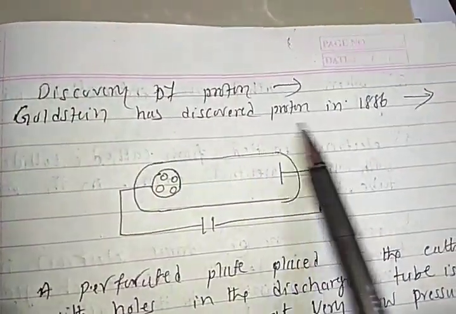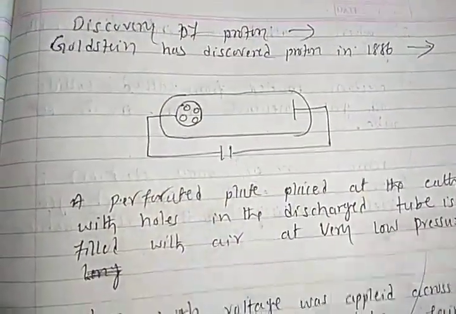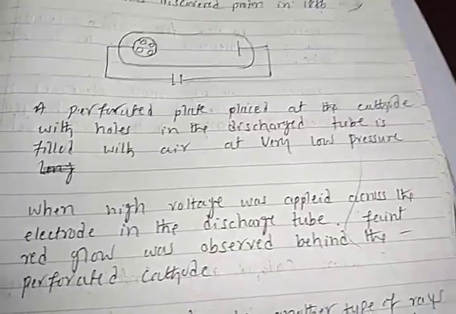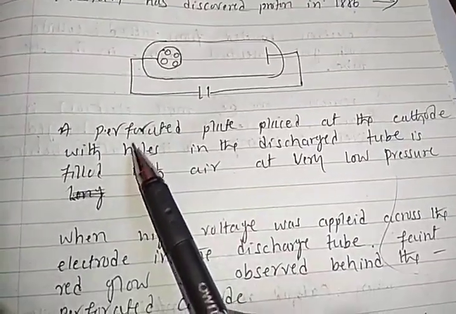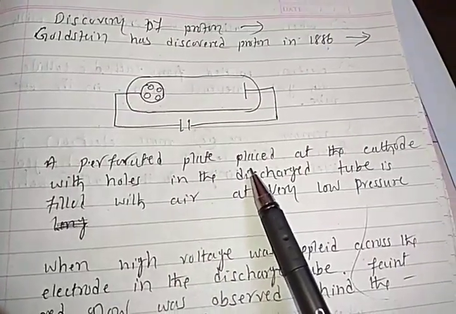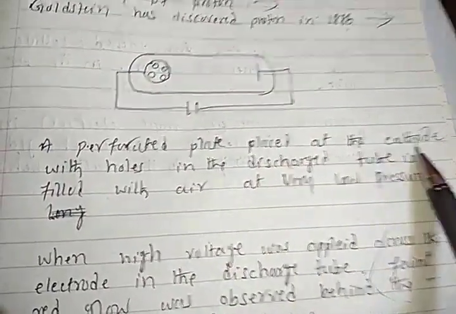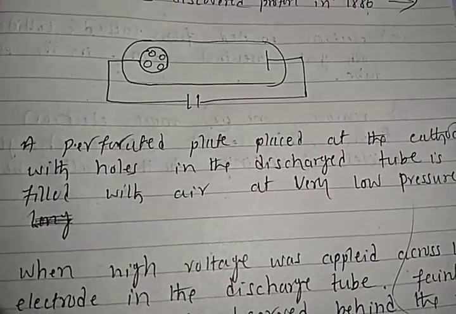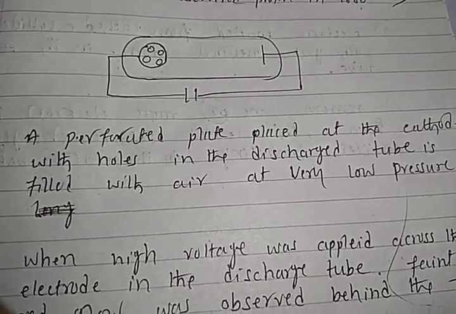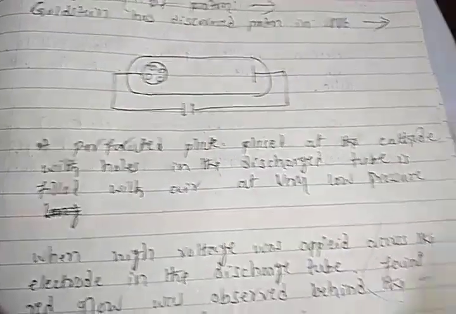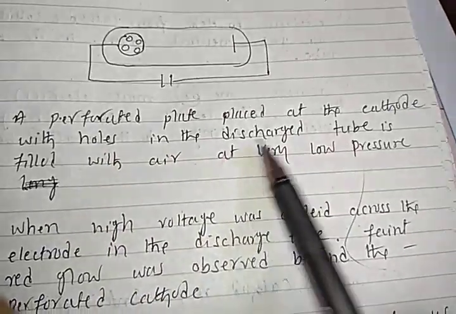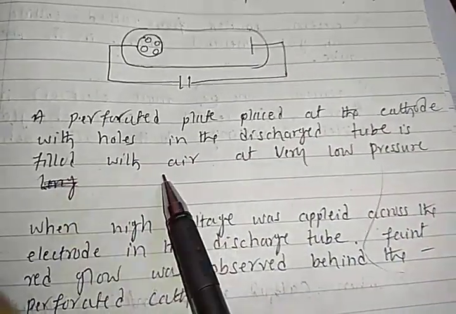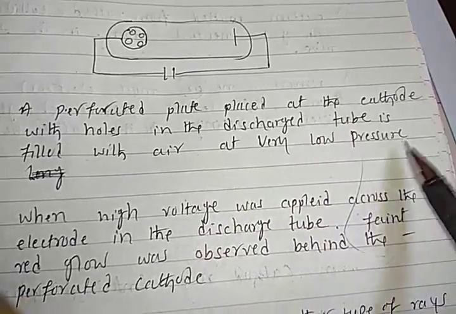The discovery of the proton: Goldstein discovered the proton. Similarly, a perforated metal plate with holes is placed at the cathode in a discharge tube filled with air at very low pressure.